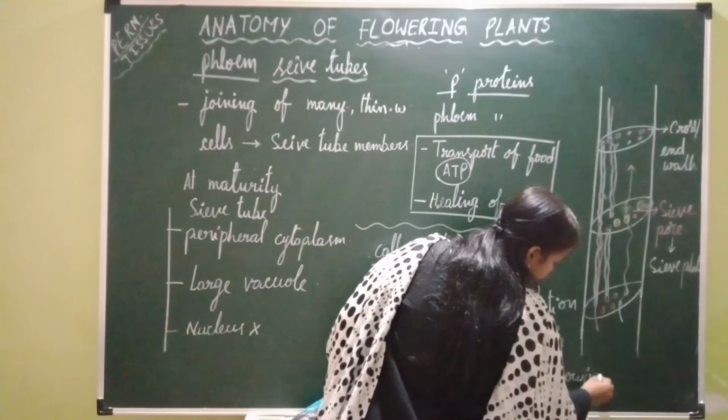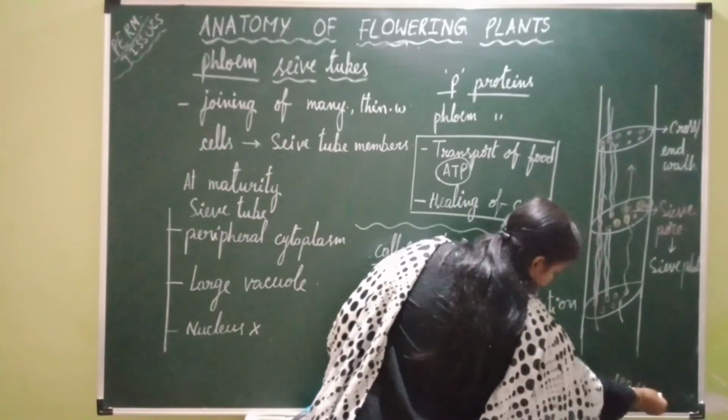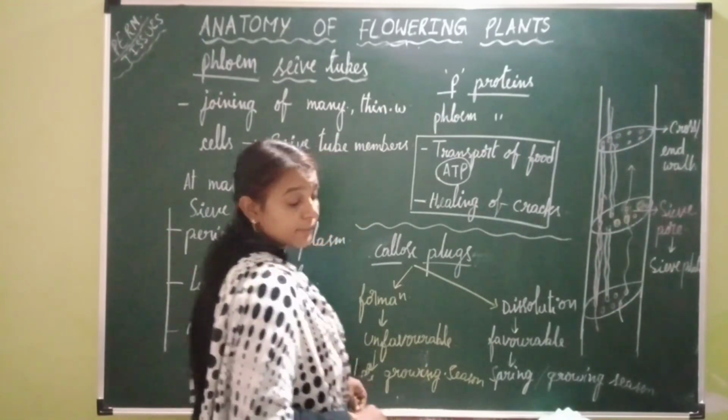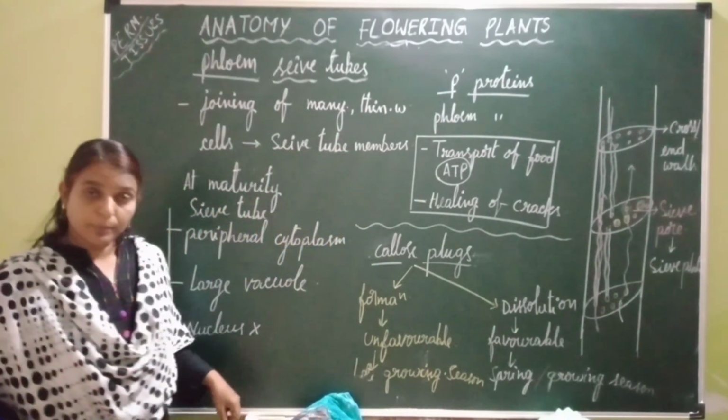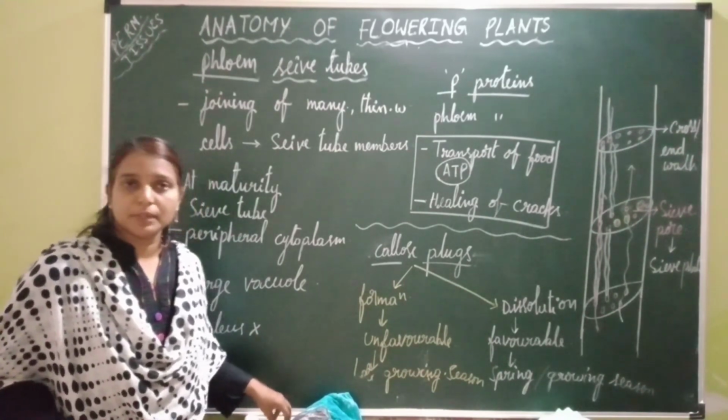Right? So this is all about the sieve tube, which is involved in translocation of food materials from one point to another point. Now let's study companion cells in a little bit more detail.